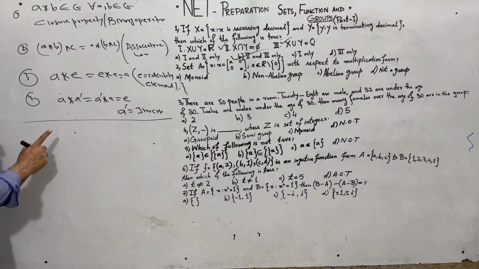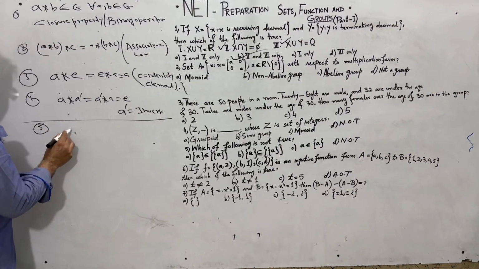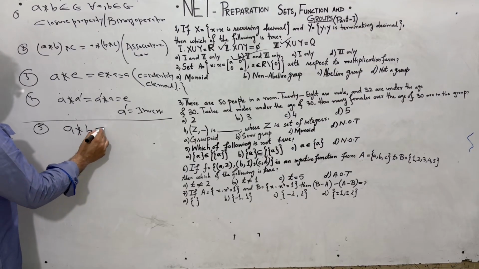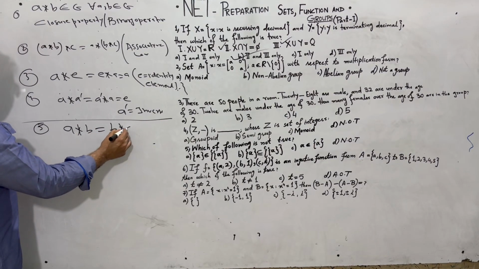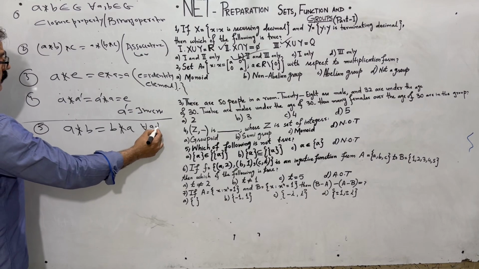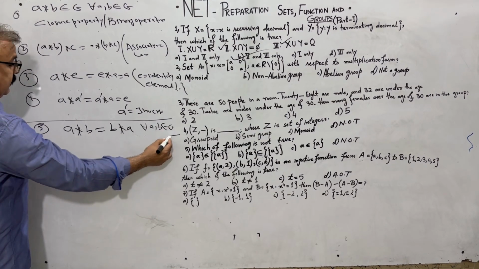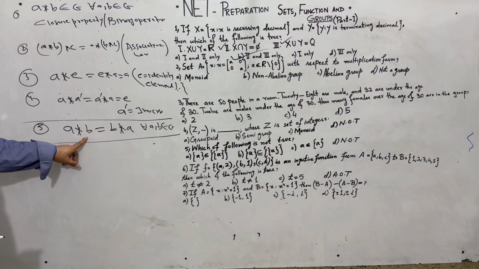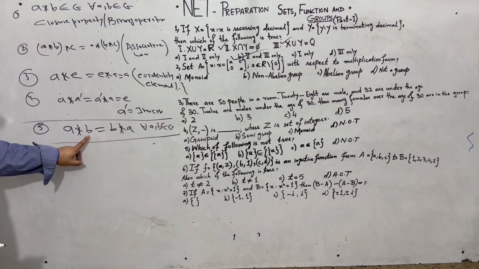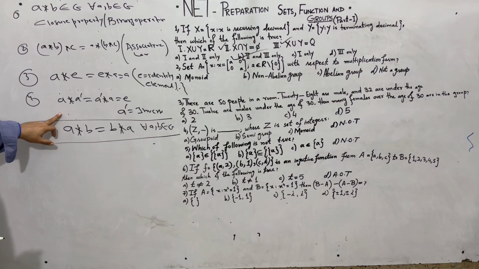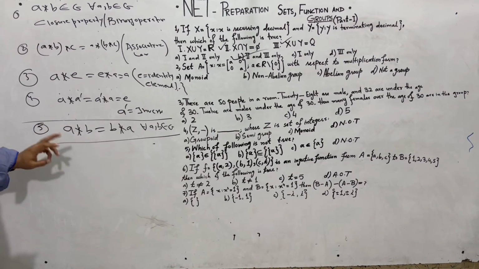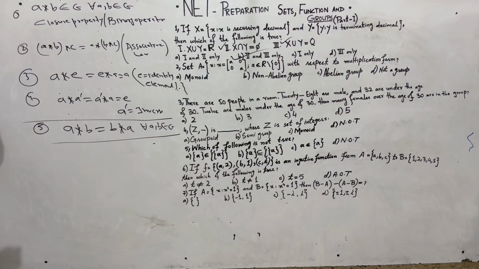For an abelian group, we have a 5th additional condition: A star B is equal to B star A, for all A, B belongs to G. They commute. They obey the commutative law, or abelian law. If these 4 conditions are met, it is a group. Along with these 4, if the 5th is met, it is known as an abelian group.